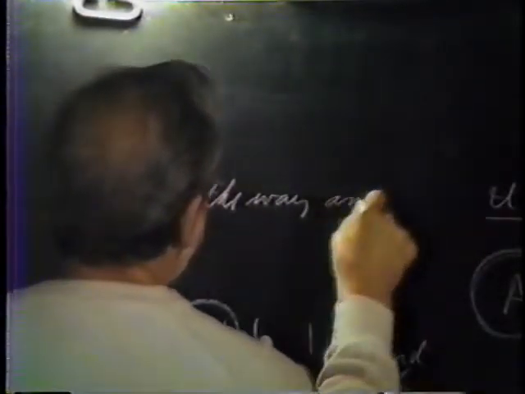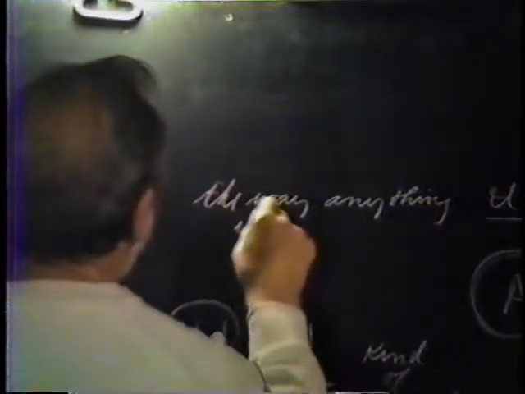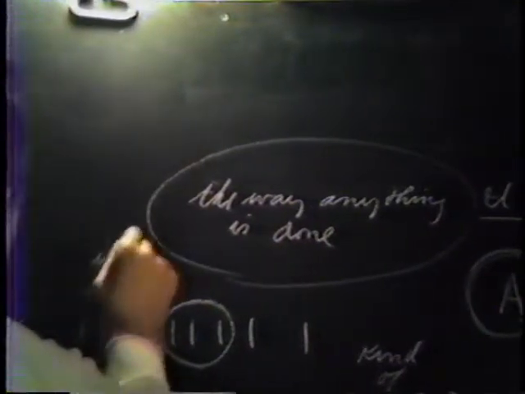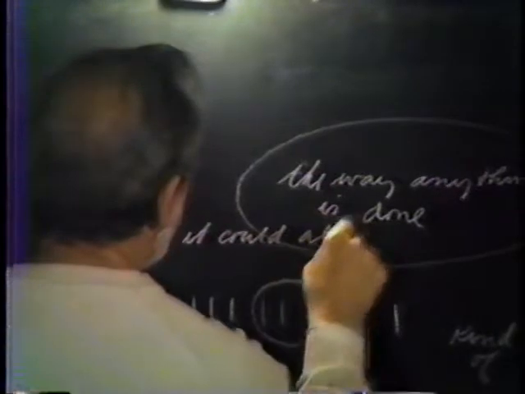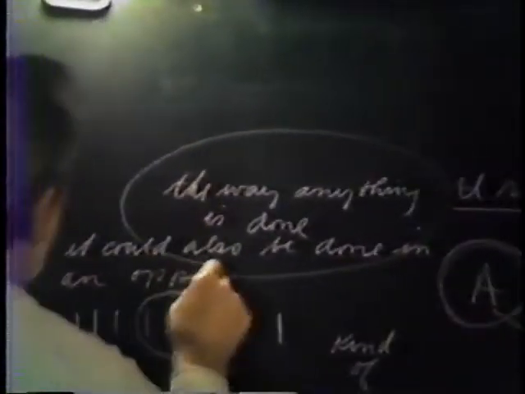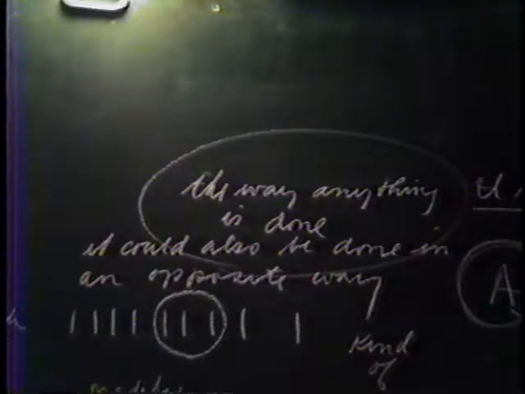How about that? The way anything is done. It says the same thing, yeah. Sure. By the way, the way anything is done, would you go further and say it could also be done in an opposite way? Sure. Poorly and well. So it's done poorly, it's done well. That all of these terms have their opposites? Slowly. Come on, right? Sure.